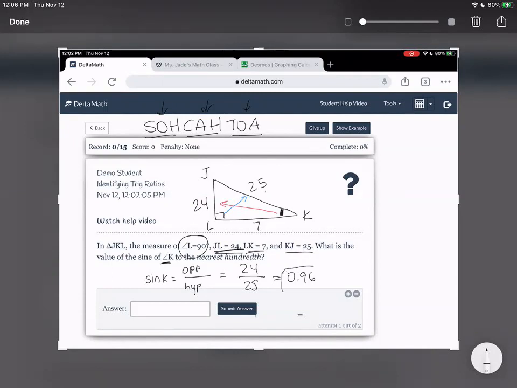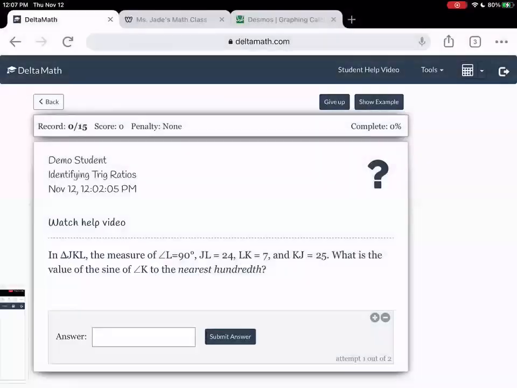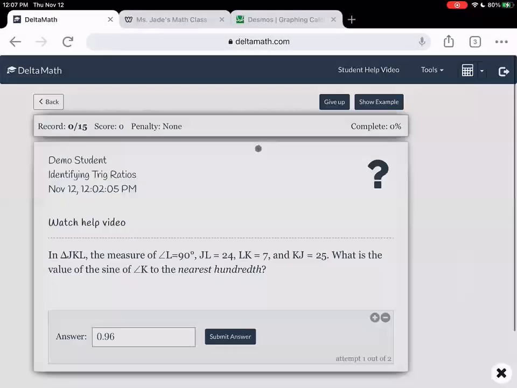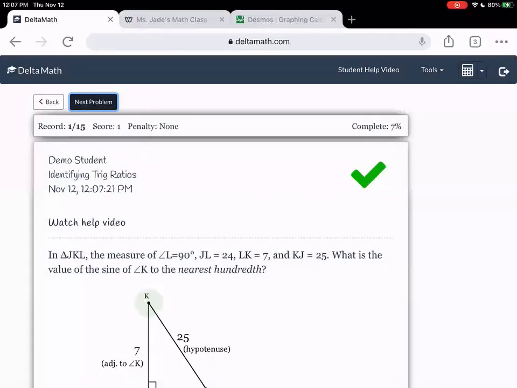Thank you. Okay, so rounding that to the nearest hundredth is 0.96. Hundredth is 2 decimal places, okay? Any questions on this? Okay, I'm going to enter 0.96 as our answer. Submit. All right, let's do another one.